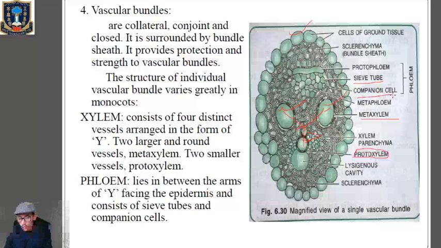So here we have finished the internal anatomy, or the structure, of the dicot and monocot stems. Now from your textbook, kindly go through page number 6.31 and read the difference between the dicot stem and the monocot stem. So this much for today.